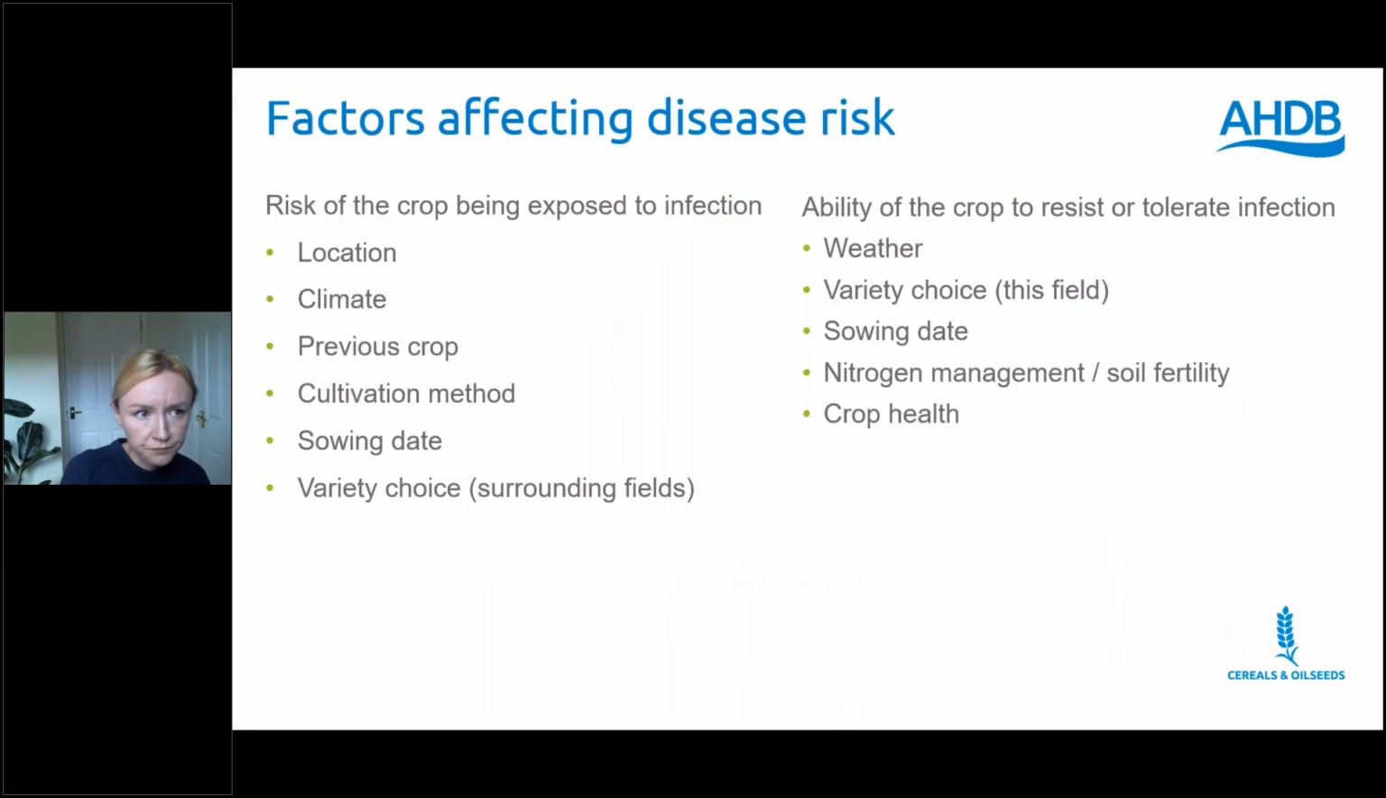So if we're thinking first of all about what are the factors that affect disease risk for yellow rust in particular, you've got 2 sides to the coin here. You've got the risk of the crop being exposed to infection from early on in the season right the way through to harvest, and then also the ability of the crop to resist or tolerate infection when the rust actually starts to come in. And both of these will be affected by different factors. So obviously location, climate, previous crop, all your different cultural controls, and we'll go through these as we go, and also variety choice. So how do you manage those risks as you're going through the season?